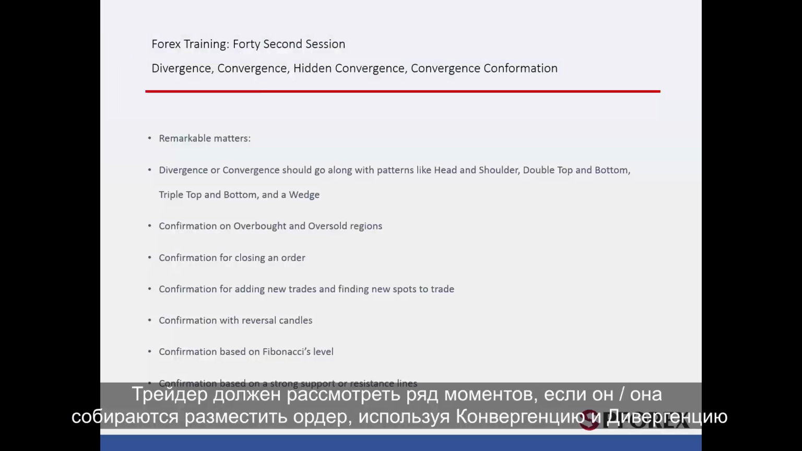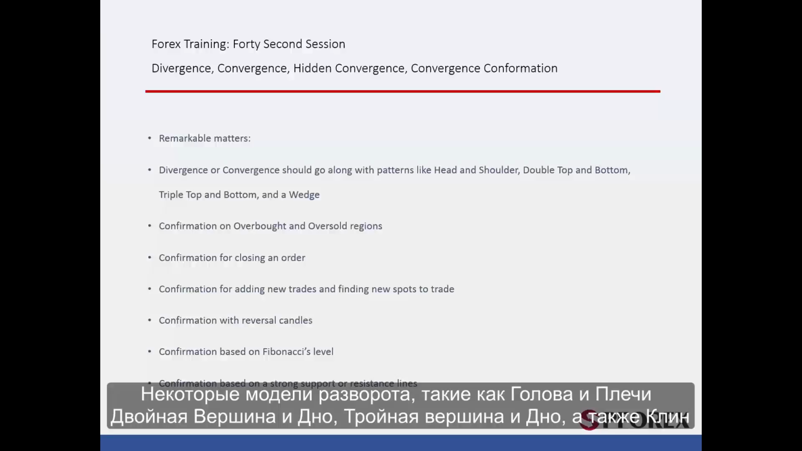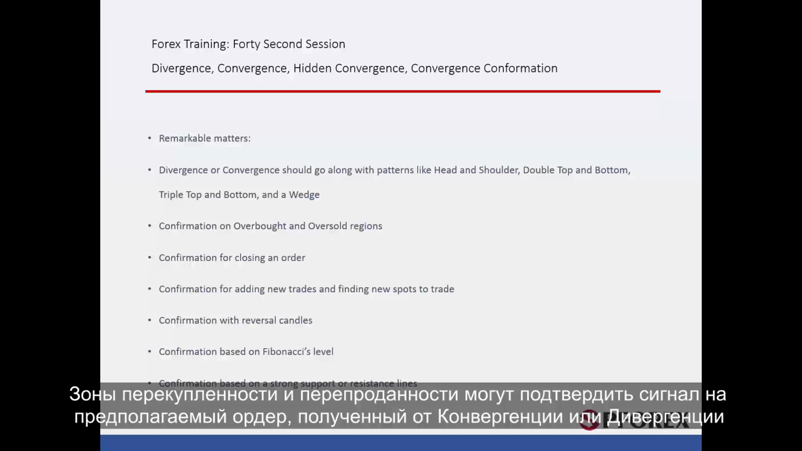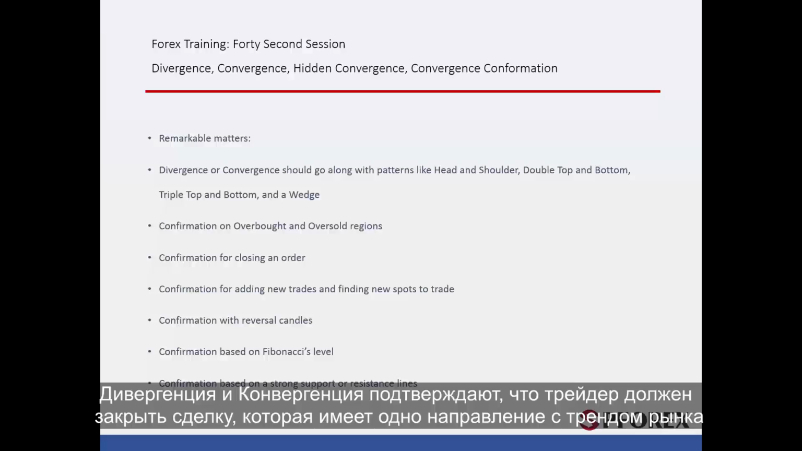A trader must consider some remarks if he or she intends to place an order by using divergence or convergence. Firstly, some reversal patterns such as head and shoulders, double top and bottom, triple bottom or wedge can confirm the convergence or divergence to place a successful order. Overbought and oversold can confirm the preferred order derived from convergence or divergence. Divergence and convergence confirm that a trader must close orders which have an agreeing direction with the market trend.